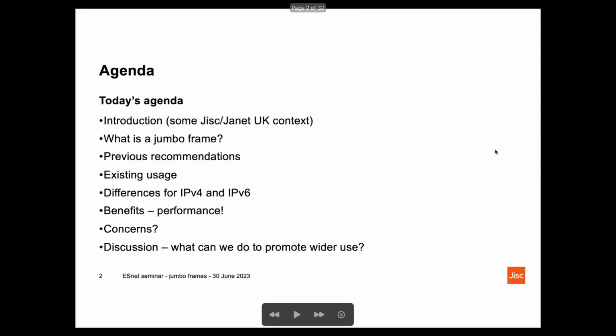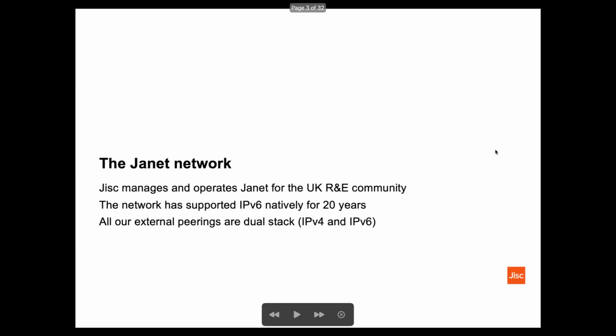So today's agenda, I've got maybe 15 to 20 slides here just to set the scene and put some of the issues before you, and hopefully we can have some good discussion. I don't know whether you normally take questions as you go or at the end, but whatever's normal, I'm ready. So I'll start with some introduction about JISC and Janet, just for those of you who might not know what that is, and then get into the jumbo stuff.